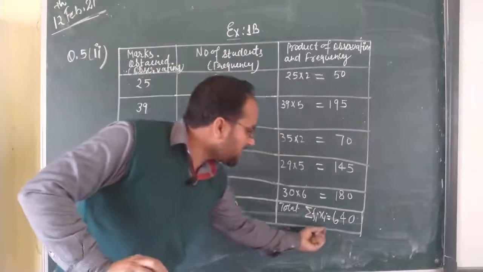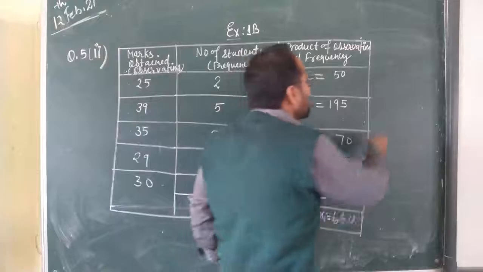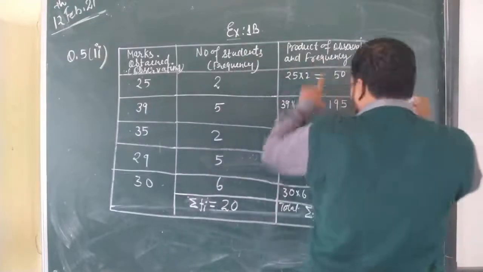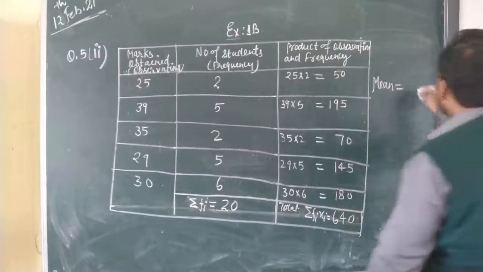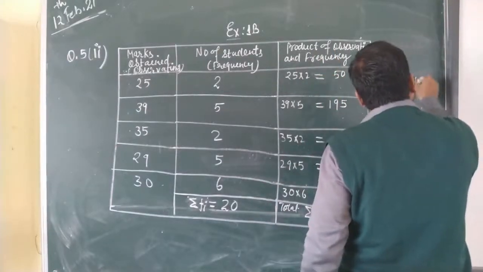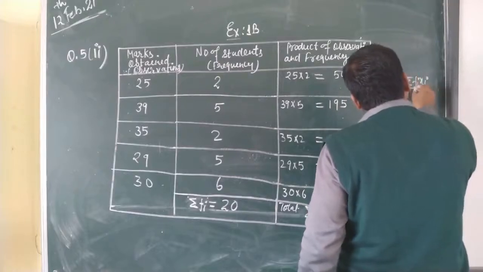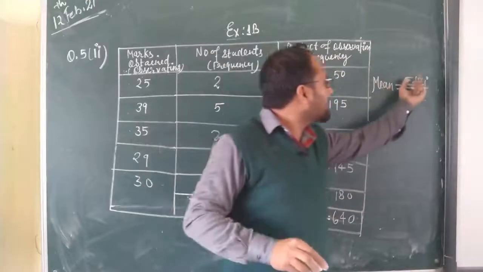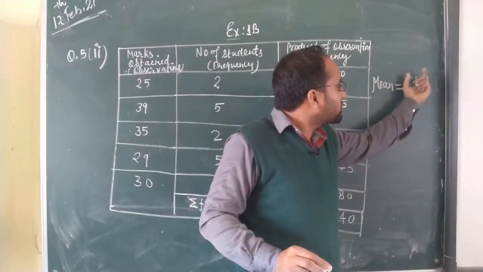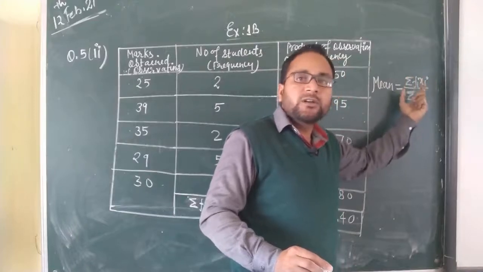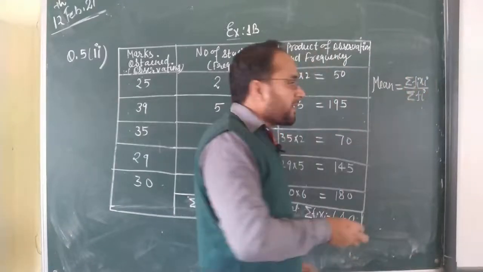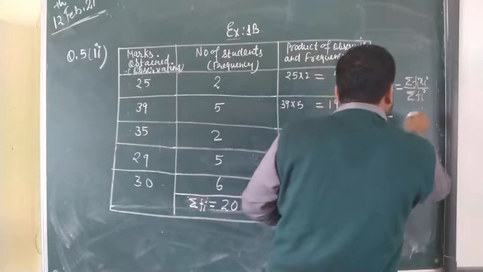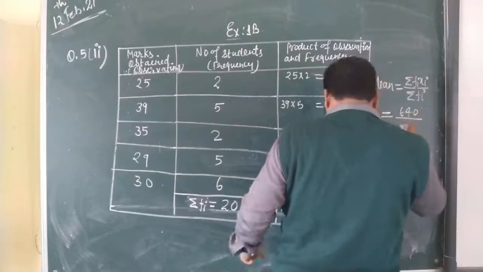640. Okay, 640. So now mean is equal to the sum of all the observations. So this is all the observations, sigma fi xi upon sigma fi, the sum of all the frequencies: the sum of the products of frequencies and observations upon the sum of all the frequencies. Okay, that is the formula that I taught you. So sum is 640 upon 20.